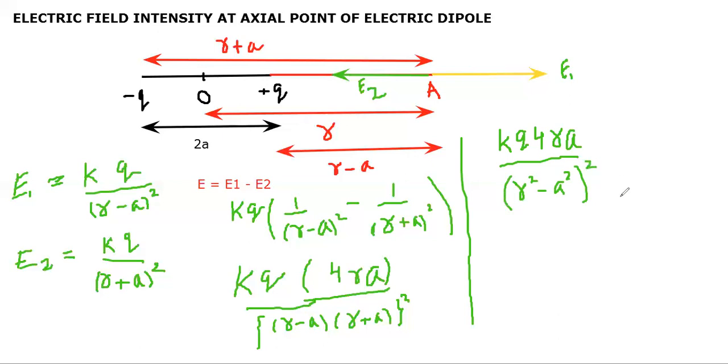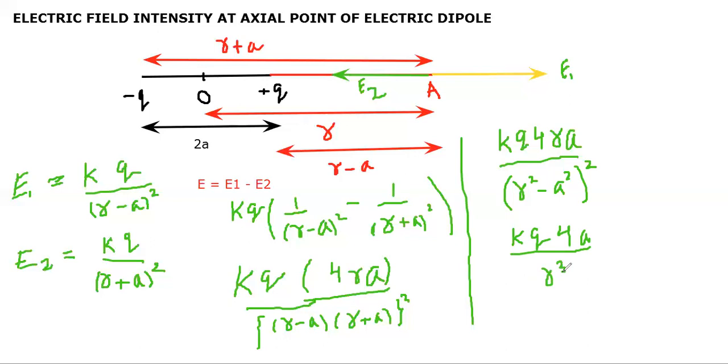In the next step, see, dipole length is small, so a would be much smaller and a square would be much more smaller. So you can neglect a square. You will be left with r to the power 4, and one r will cut. So you will be left with kq 4a divided by r cube, because r square and square become r to the power 4. There's one r in numerator and it will cut down the denominator and you are left with r cube. This is done by neglecting a square.